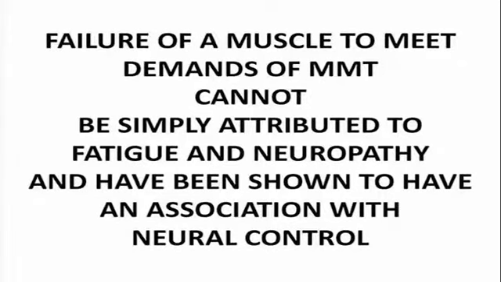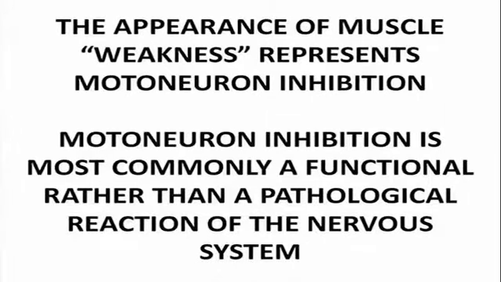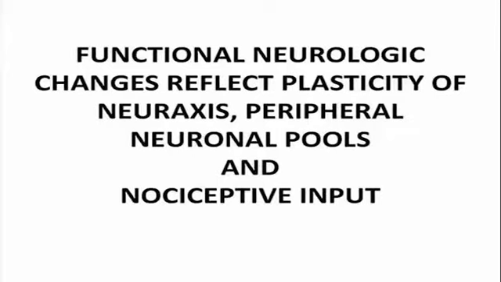Failure of a muscle to meet the demands of manual muscle testing can't be simply attributed to fatigue and neuropathy, and has been shown to be associated with neural control. The appearance of muscle weakness represents motoneuron inhibition. Motoneuron inhibition is most commonly a functional rather than a pathological reaction of the nervous system. Functional neurologic changes reflect plasticity of the neuraxis, peripheral neuronal pools, and nociceptive input.